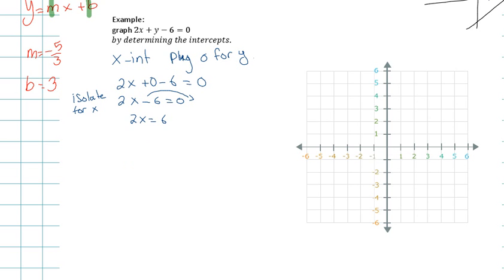Now, if I want to isolate for x, I have to get rid of that 2. This is a multiplication, bringing it over, it has to become a division, because the opposite of multiplication is dividing. So this tells me that my x-intercept is 3, 0. Are we okay with this? You could also write it as 6 divided by 2 and not put it in a fraction.